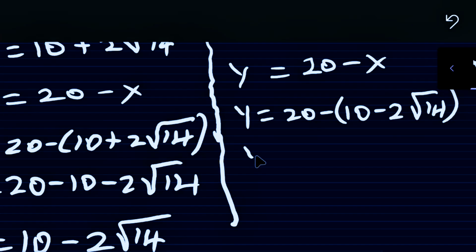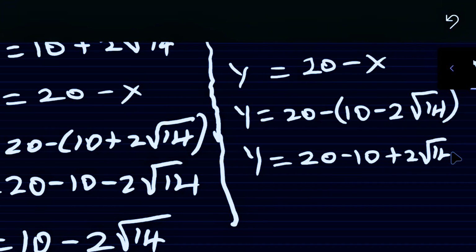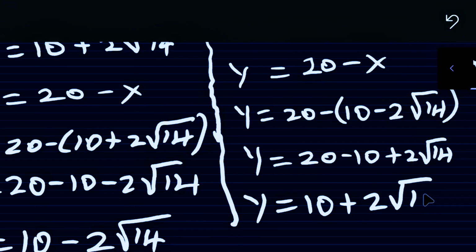Now from here, y will be equal to 20 minus, times this 10 here will be minus 10. Then minus times minus here will give us plus 2 square root of 14. So from here, y will be equal to 20 minus 10, which gives us 10 plus 2 square root of 14. Okay, so this is y2.